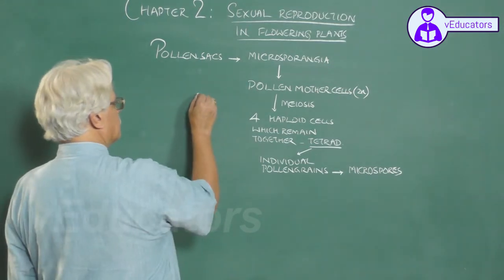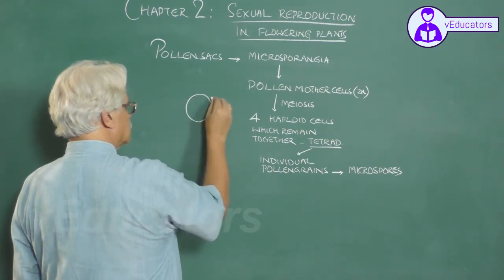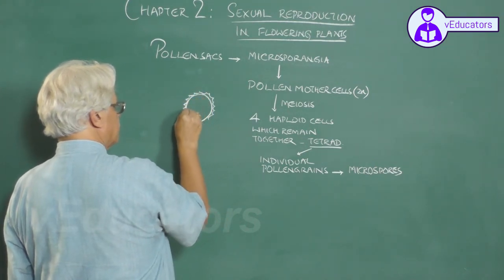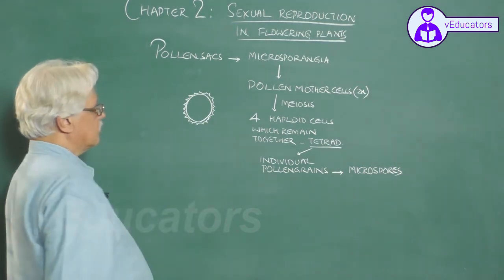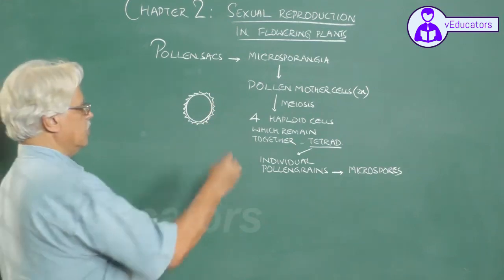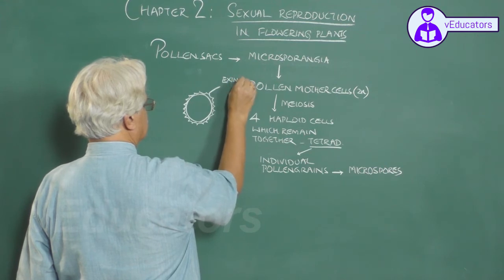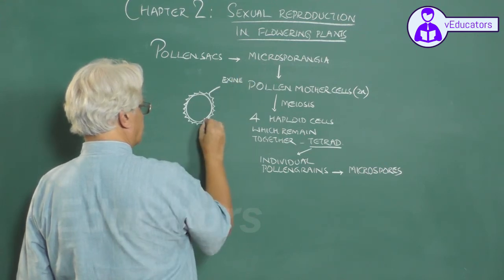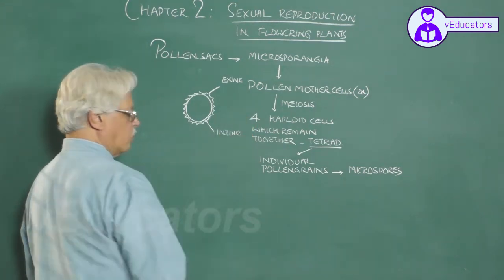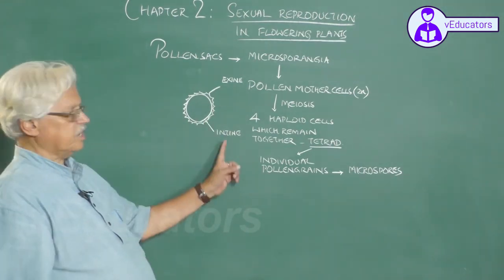Each pollen grain, when it is mature, is roughly spherical and has a 2-layered wall. The outer layer is called exine and the inner layer is called intine. Exine and intine.